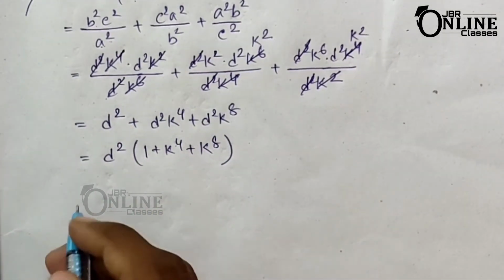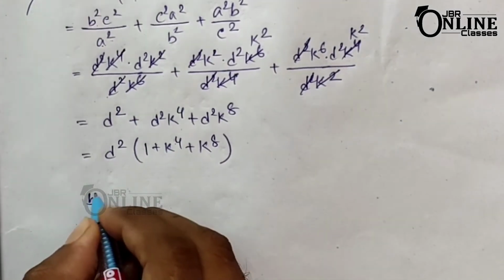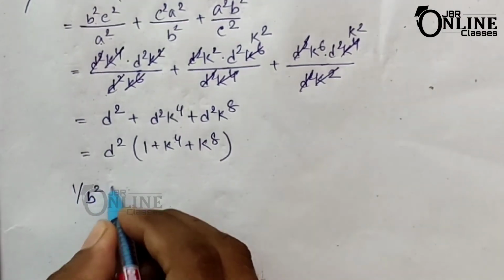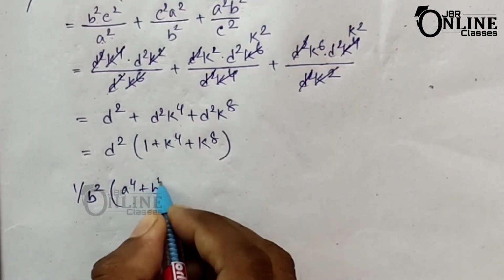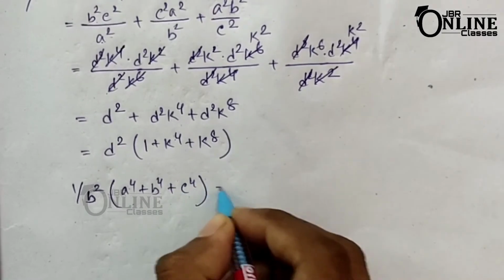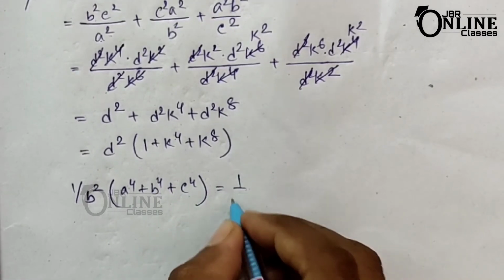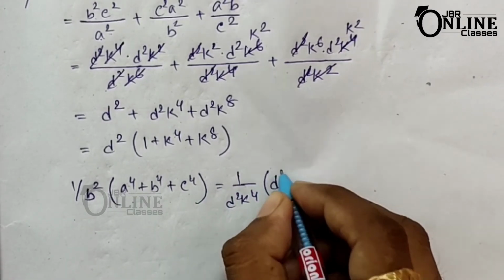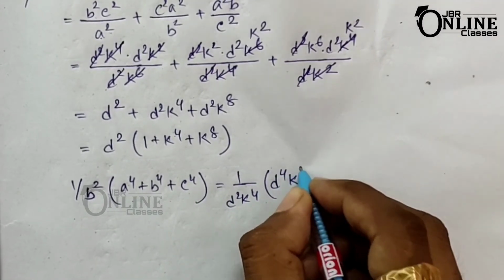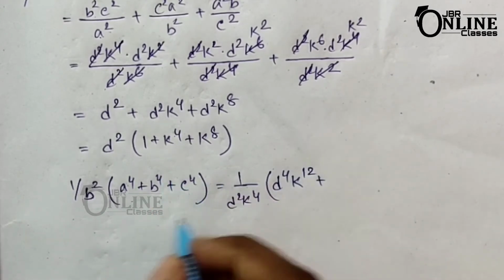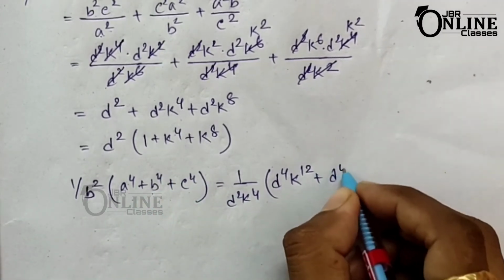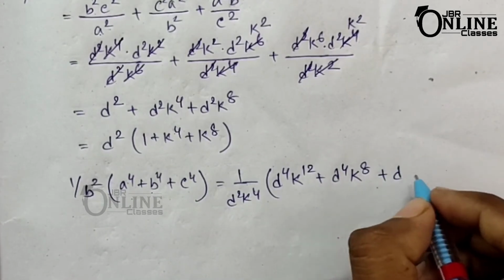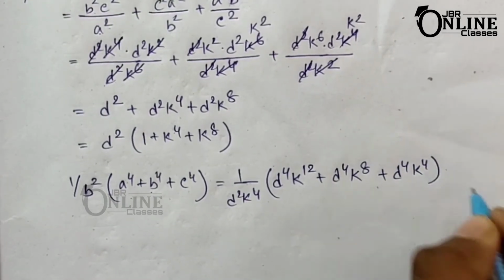Now the right hand side. In the right hand side, b to the power minus 2, that means 1 by b square, into a to the power 4 plus b to the power 4 plus c to the power 4. So 1 by b square means d square k to the power 4. Now here a to the power 4 means d to the power 4 k to the power 12. Then the next one b to the power 4 means d to the power 4 k to the power 8. And then the last one c to the power 4, so d to the power 4 k to the power 4.